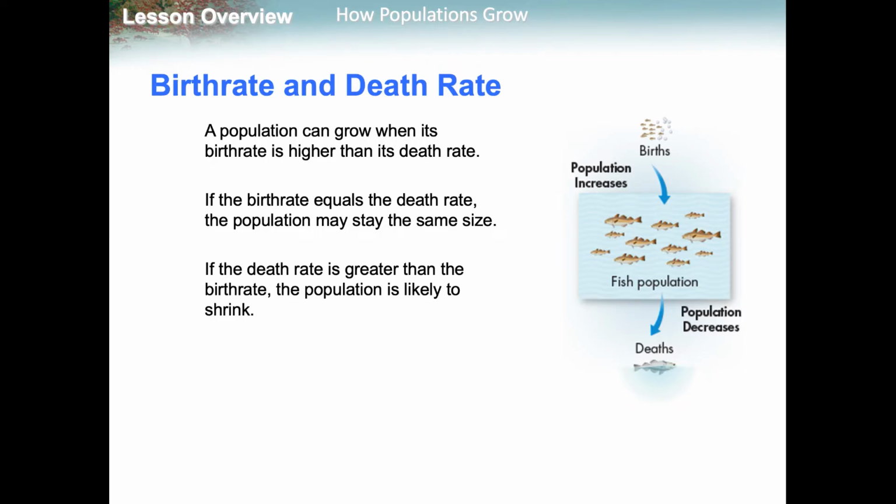A population can grow when its birth rate is higher. I think on average right now we have 5 births versus 2 deaths every few seconds or so. So our population is steadily increasing.